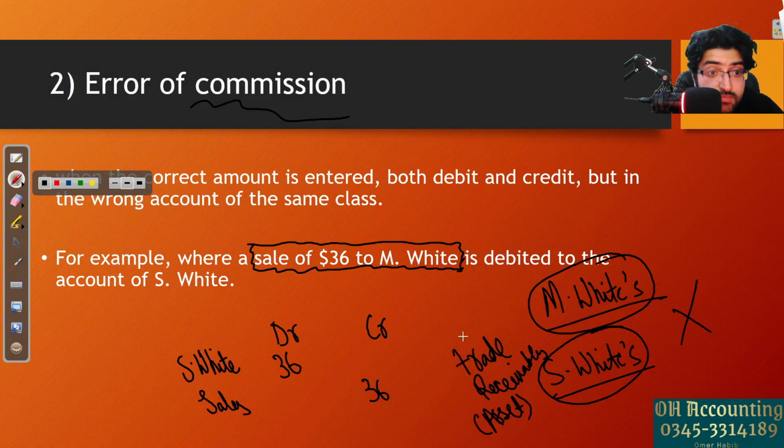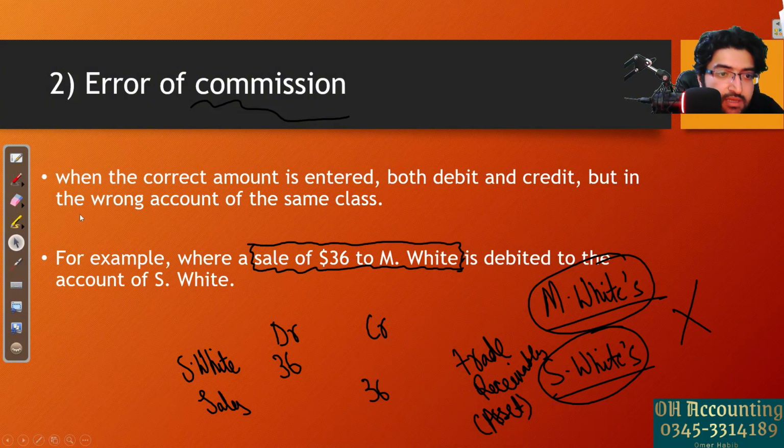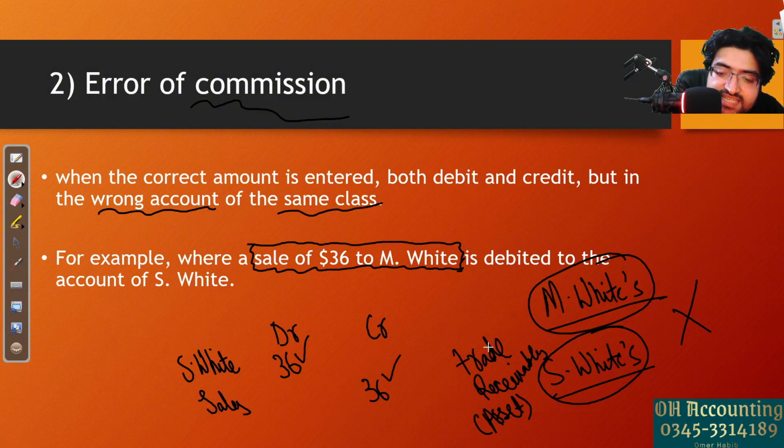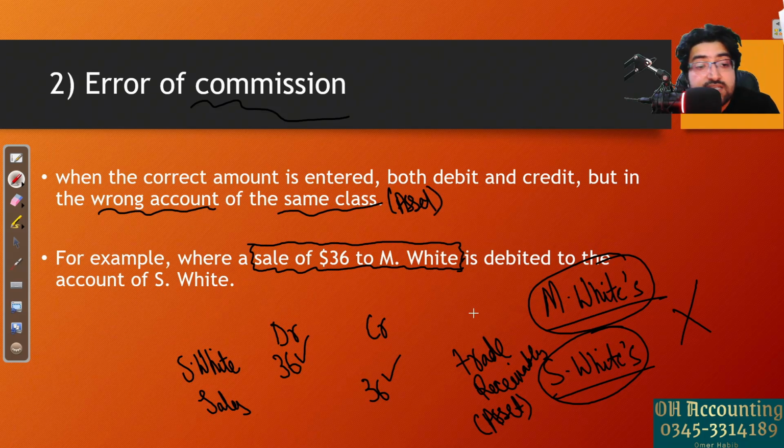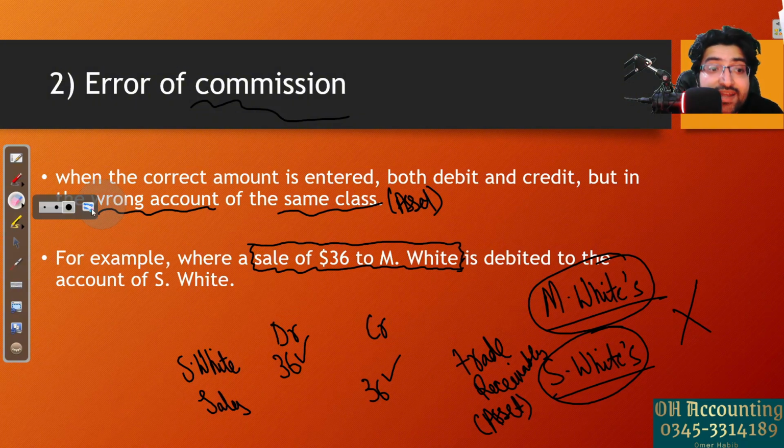So now let's read the definition. When the correct amount is entered, both debit and credit. So we have entered the correct amount, 36 on debit and credit. But in the wrong account, as you can see, it's the wrong account. Instead of M White, we have debited S White of the same class. Both are still our trade receivables, which is an asset account. See, this is what error of commission is. I have explained the error to you. Now I will show you how to correct this error.